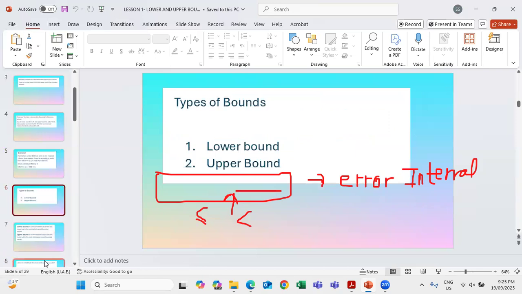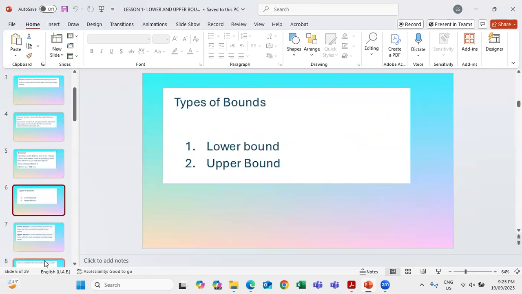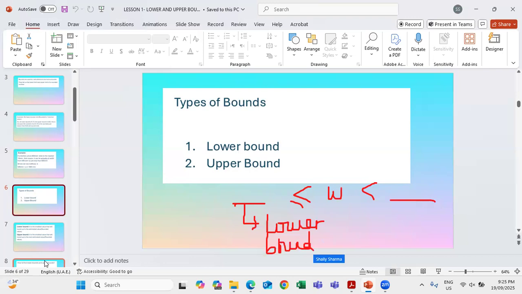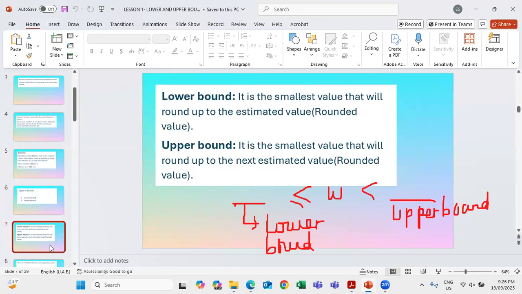Next is, what are the different types of bounds? As I have given examples, there is a lower value, less than or equal to the rounded value. So this is known as the lower bound. That is the lowest possible value. This is the lower bound and this is the upper bound. Upper bound and lower bound are simple concepts and you can understand them in very simple language.